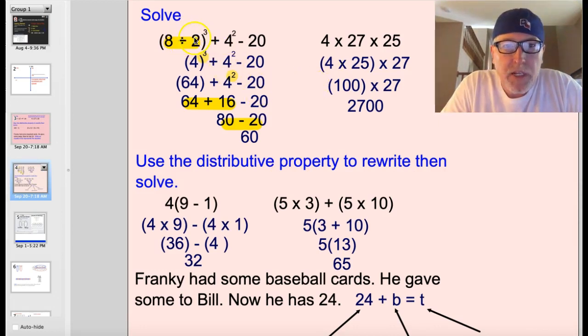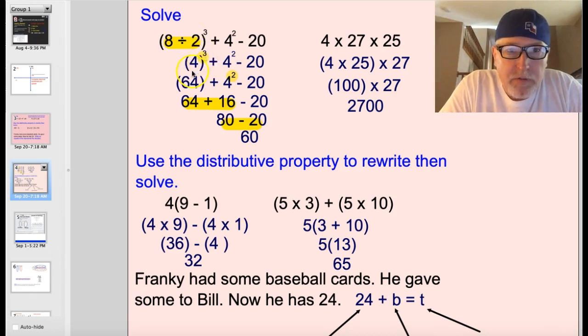Well, you got to do the 8 divided by 2, the inside of the parentheses, first. Then you've got this exponent. This is not 12. It's 4 times 4 times 4, which is 64. You've got a second exponent. That's 16. Now you got to add, which is 80 minus 20 is 60.